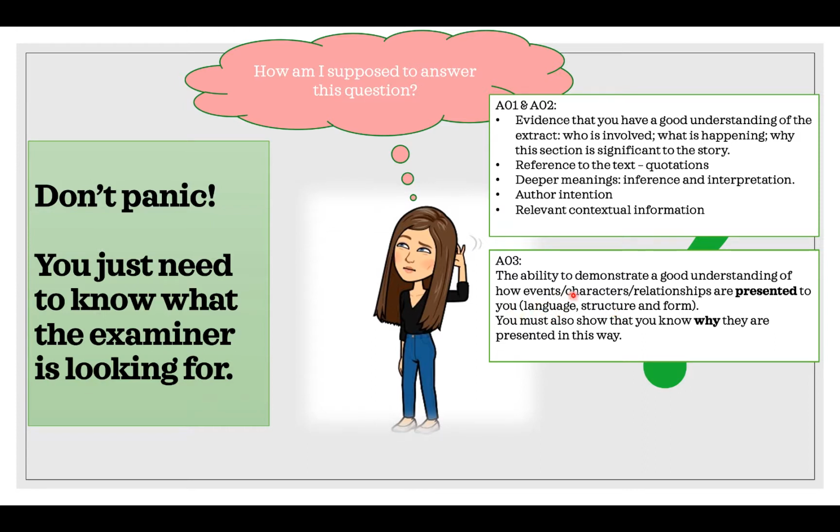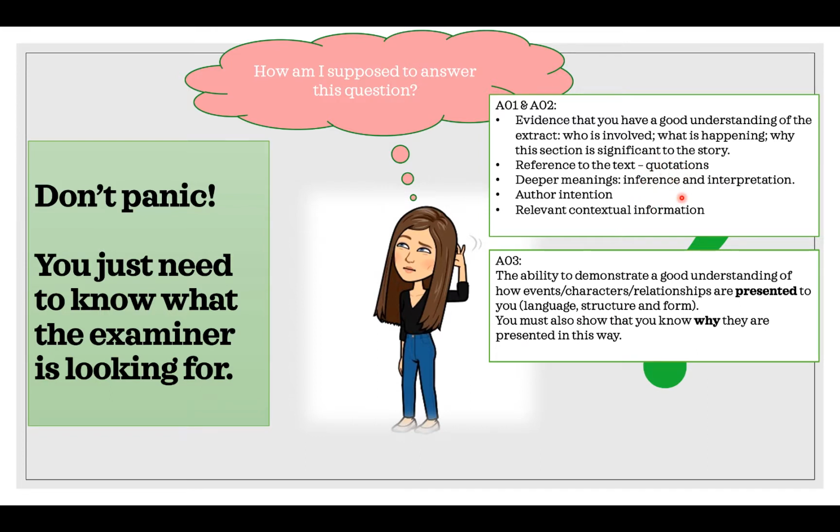Language. Language may be slightly easier. This is to do with the words used and the impact. So think about word choice. Why was this particular word used? What can you infer? So if we go back up here, if you're talking about language and you're making inferences, you're also hitting AO1 and AO2.